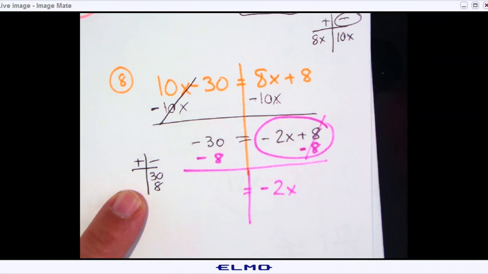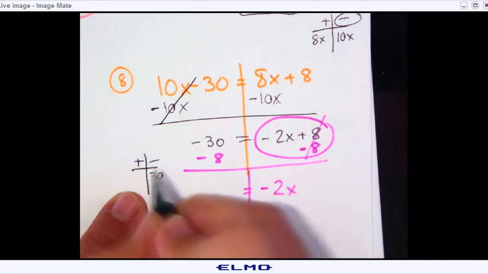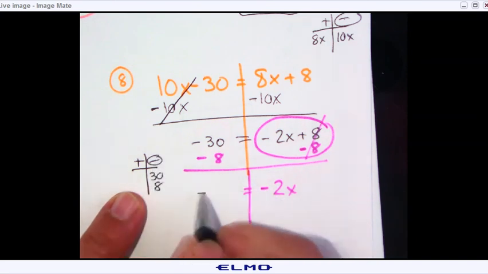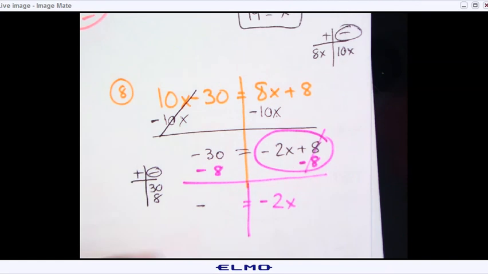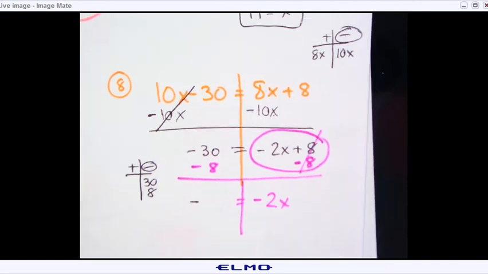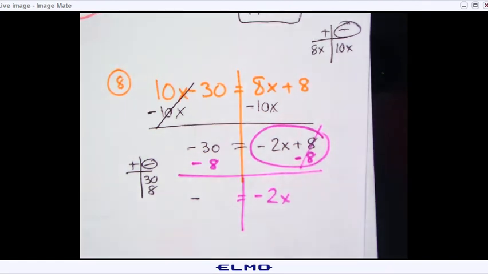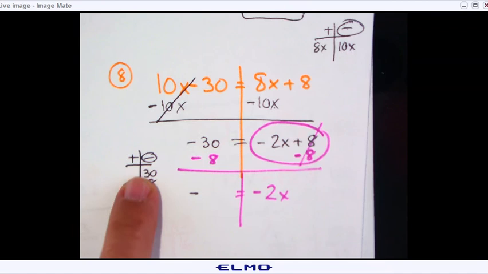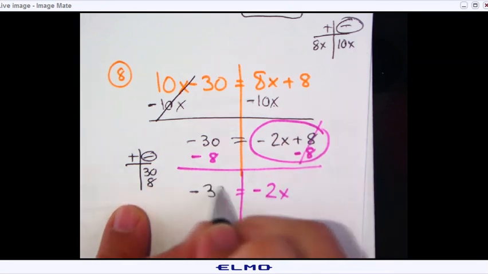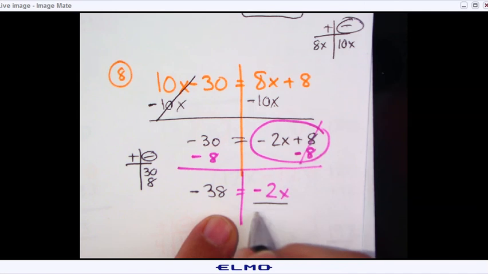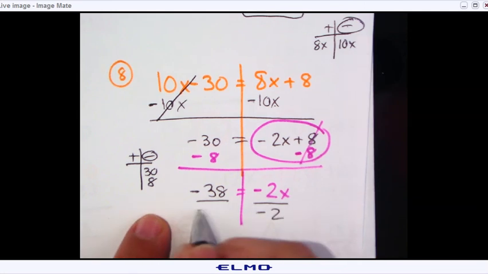Now, who won here? The negative team, right? By how many? 38. How'd you get 38? You added them. Why'd you add them? Because they're both negative. See, those are the rules that when I was in high school, I had to learn and I was confused. But this tells me the rules right here. Negative 38. Now I divide by negative 2.